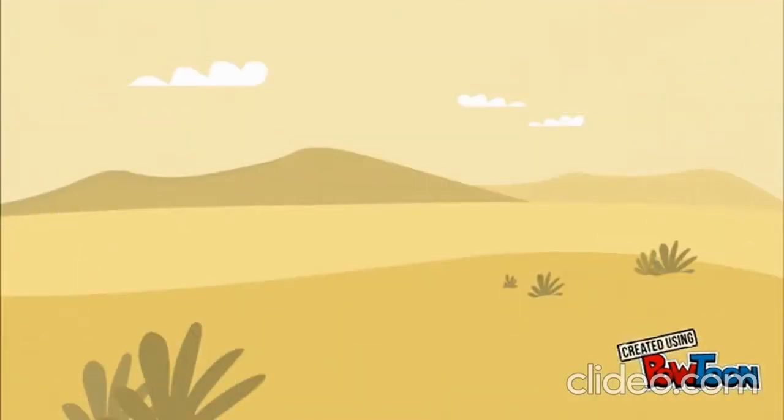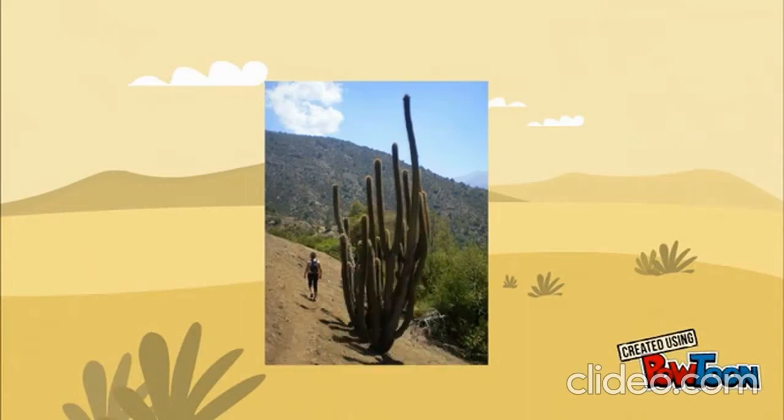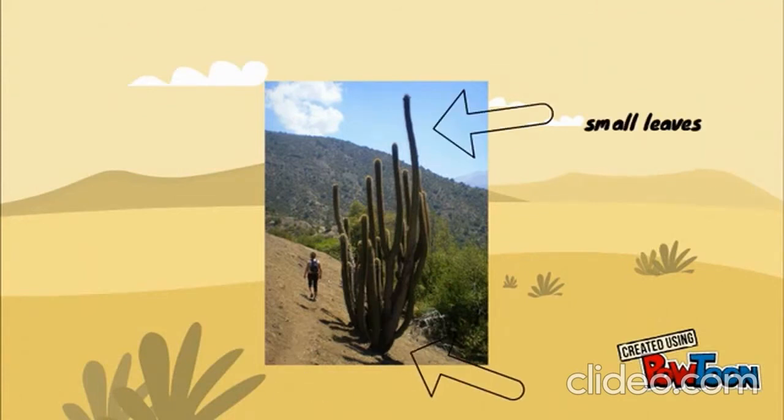Imagine you are in a desert. What plants are you going to see? Cactuses. Cactuses adapted to their environment by having small leaves to reduce water loss and also deep roots to absorb more water.